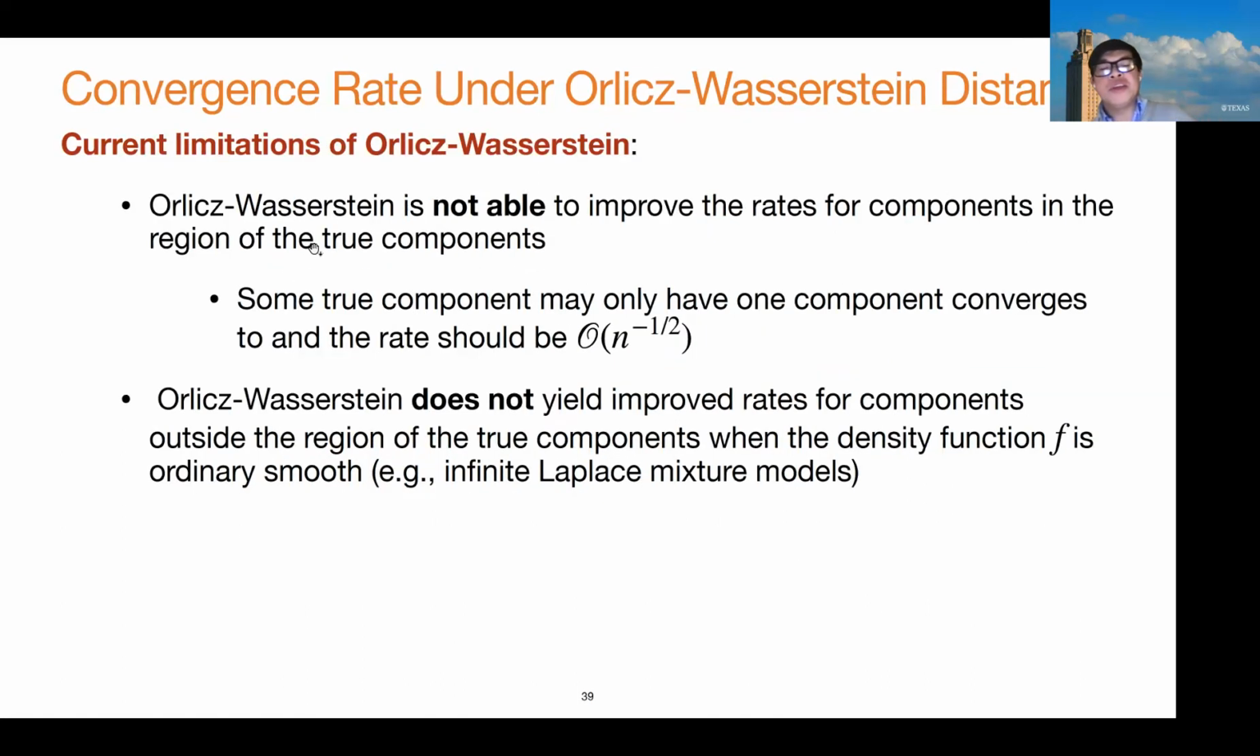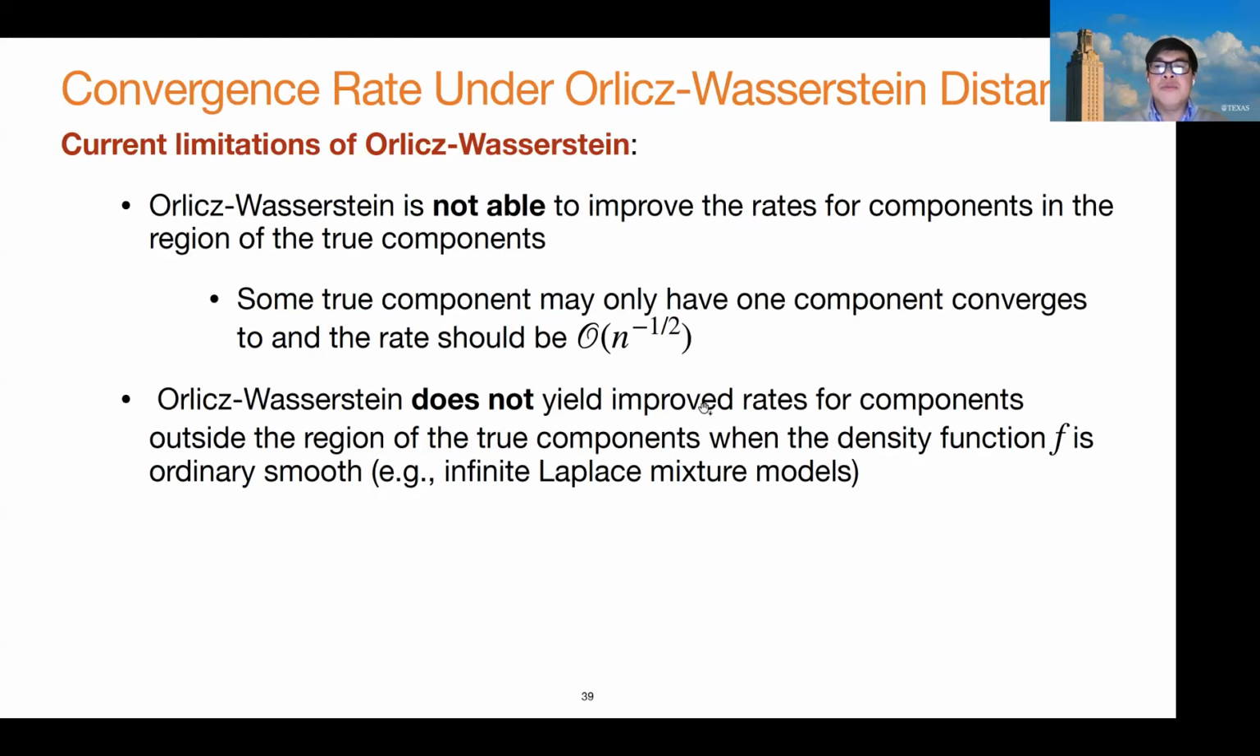But there are still some limitations of the Orlicz-Wasserstein, such as it's not able to improve the rate for components in the areas of two components. I mean that now it only gives us a tie behavior for the edge components, but not the ones converging to the two components. So some components may still have parametric rate. We are not able to capture the parametric rate right now for some components, when it actually can control when it converges to the two components.